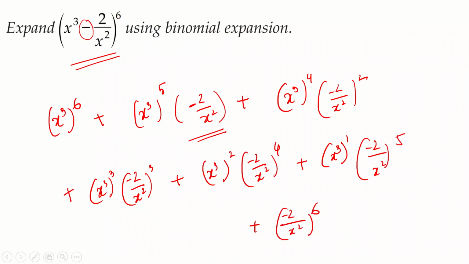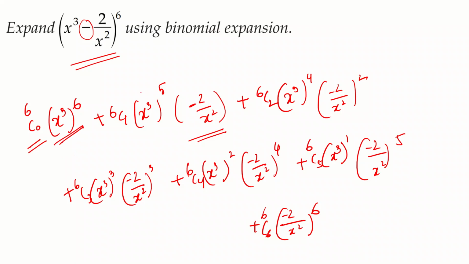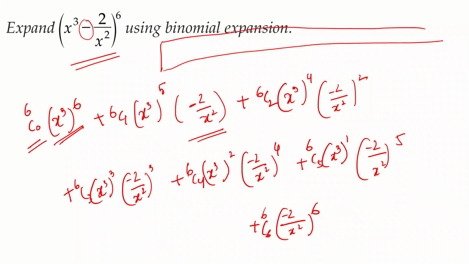But the coefficients are still remaining, and that's extremely easy. The coefficients are 6c0, 6c1, 6c2, 6c3, 6c4, 6c5, and lastly 6c6. But this is not the end. What still remains is that you have to simplify all of this. 6c0 is 1, x cubed whole to the power of 6 is x to the power of 18. So let me write down the simplified expression in this box. The first term is x to the power of 18, and just 1 is there. 6c0 is 1. Then 6c1 is 6, so we have 6.